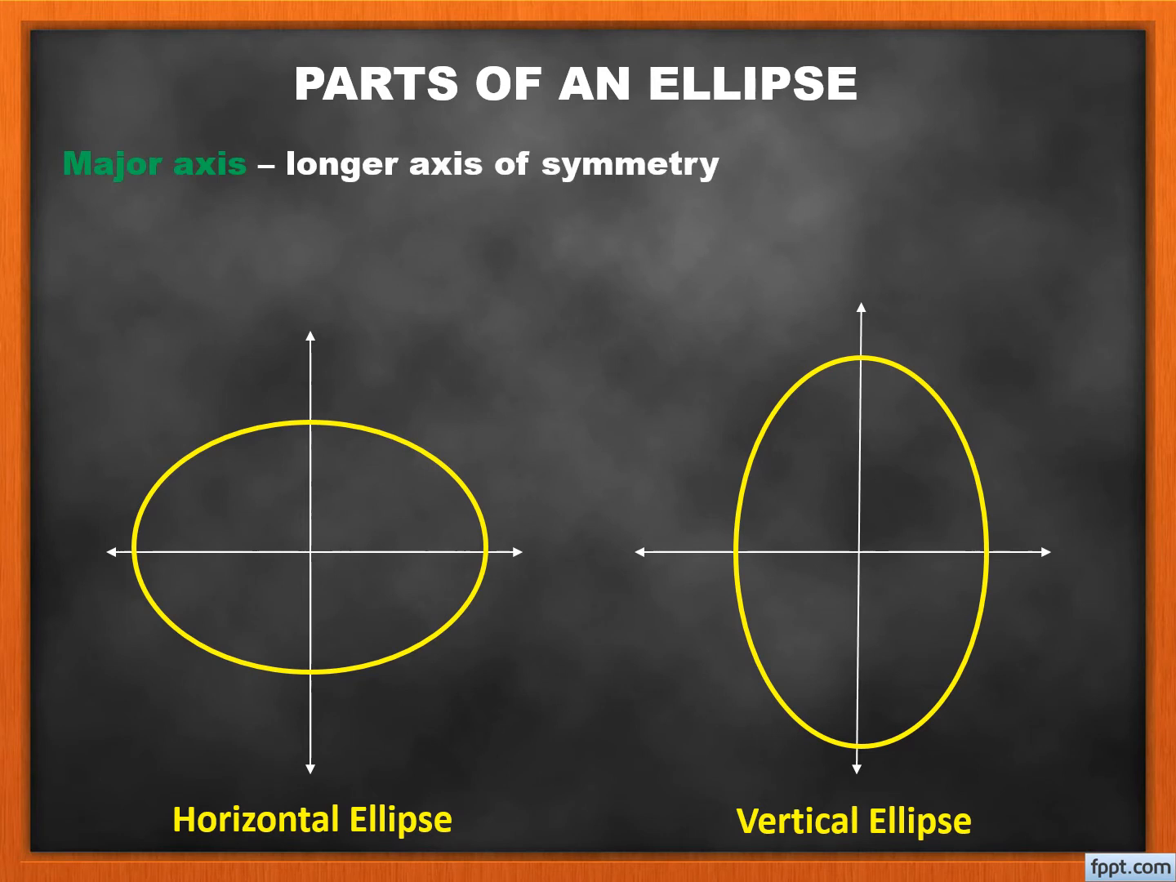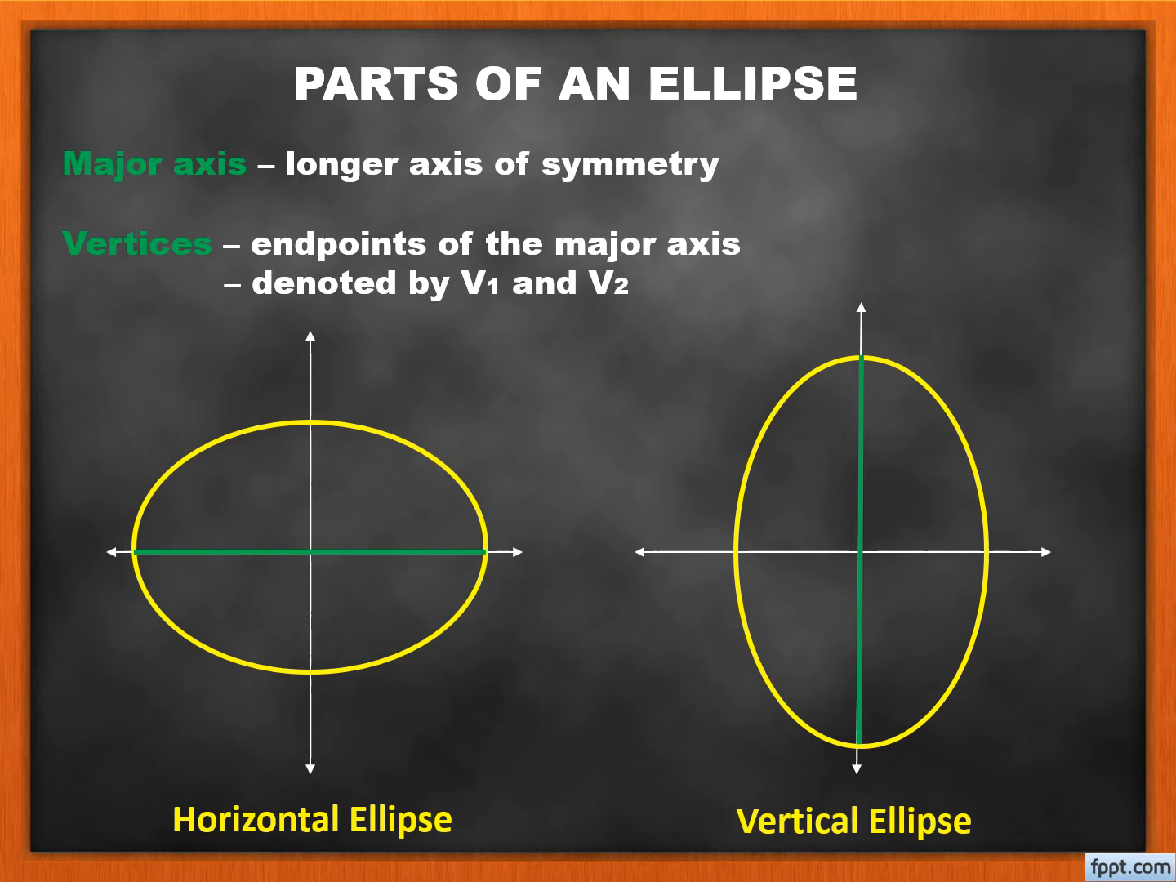Now, let us have the major axis. Major axis is the longer axis of symmetry of an ellipse. If your ellipse is horizontal, then your major axis is parallel to the x-axis. Thus, it is also horizontal. While if your ellipse is vertical, then your major axis is parallel to the y-axis. Thus, it is a vertical line.